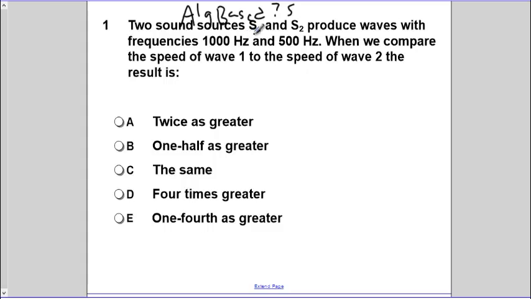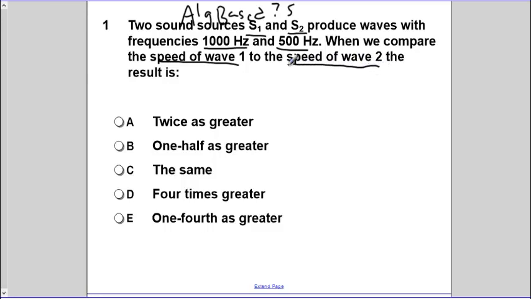We have two sound sources, two speakers, S1 and S2. One of these is emitting high-pitched sound, 1000 hertz. The other one is emitting sound that's half that pitch, relatively low pitch. How does the speed of the first wave compare to the speed of the second wave?